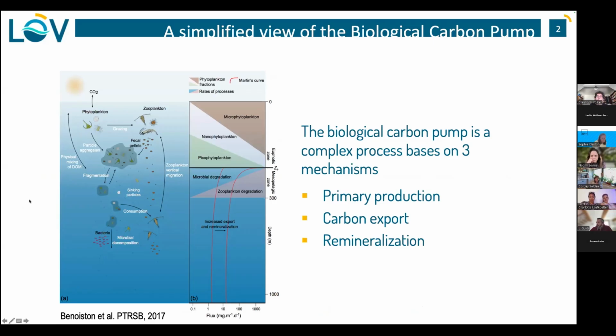So for those of you that are not familiar with the biological carbon pump, we should be only a few of you, I guess. But to me, it's always been defined as a very simple process. I mean, it's a complex process that has been defined with simple principles. So basically, the total biological carbon pump is driven by three major processes: the primary production, the carbon export or carbon flux at different depths, and remineralization. All these processes are actually driven by biology and are very complex when you get into the depths of it.